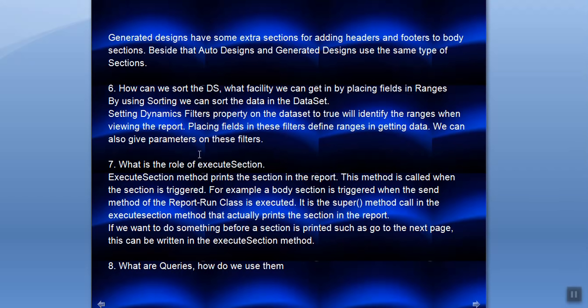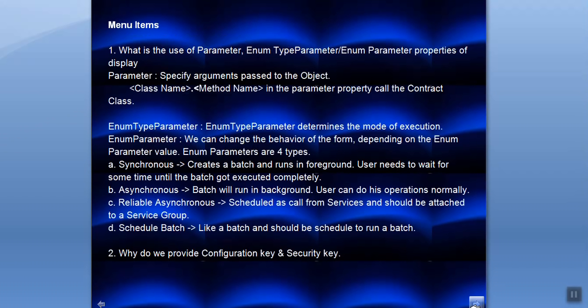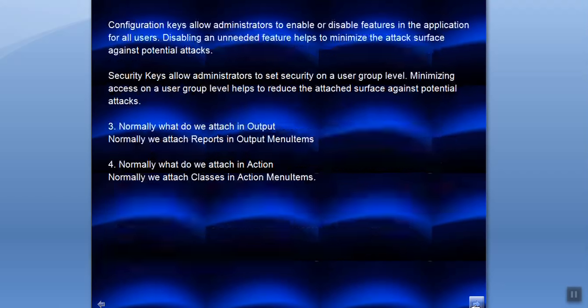How can we sort a dataset? What facility can we get by replacing a field in the range? And here you can also write data. What is the role of abstraction? And what are queries, and how do we use them? And menu item questions like that. What is the use of parameters and type of parameters? And why do we provide a configuration change security key?